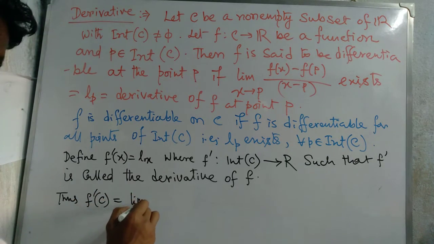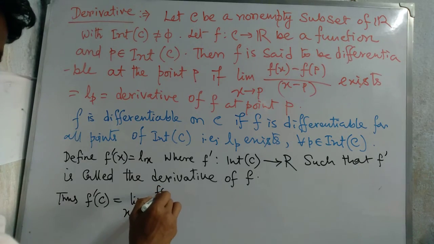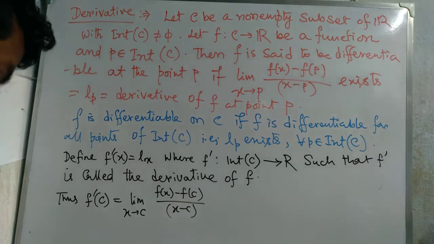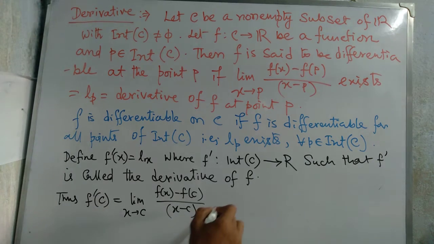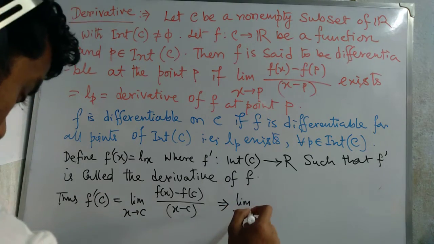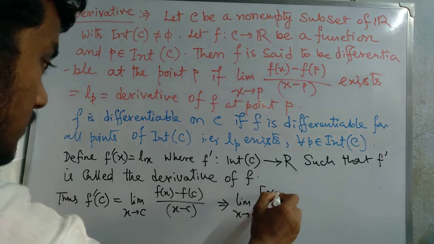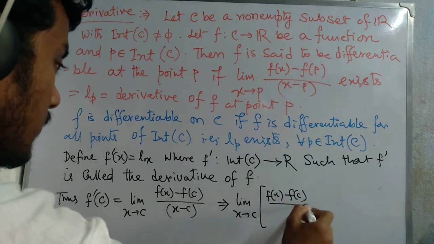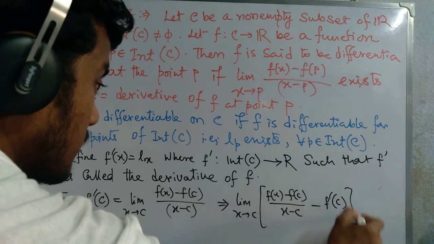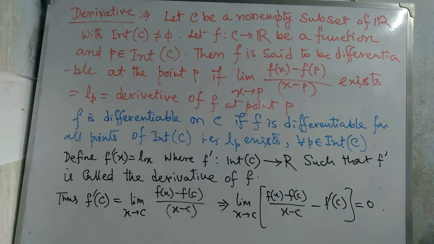Now thus f dash c equal to the limit as x tends to c of (f(x) minus f(c)) by (x minus c). This implies that the limit as x tends to c of (f(x) minus f(c)) by (x minus c) minus f dash c equal to 0. Then we erase this portion and go to the discussion about that.